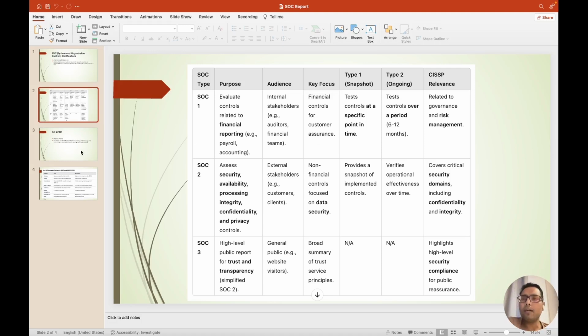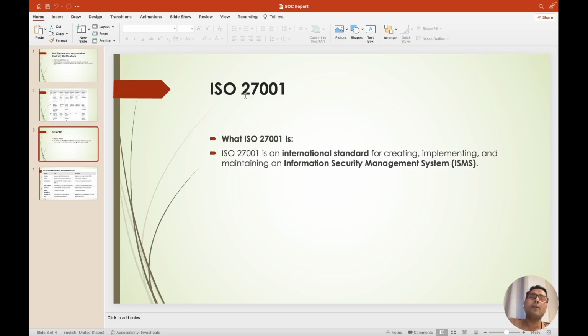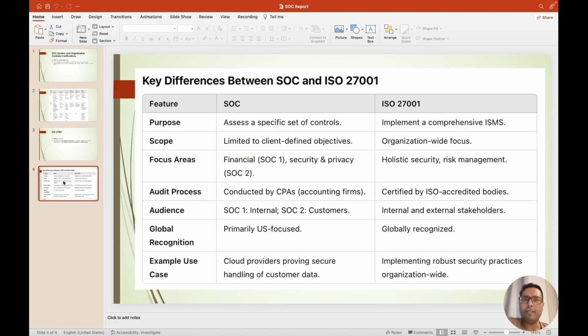Now come to the ISO 27001. What is the difference between ISO and SOC? So ISO is all about information security management. That means in a bigger sense, ISO has a bigger picture. ISO not only controls the financial aspect, it also controls everything that comes under information security management. It also points out the roles and responsibilities, it also focuses on risk management, and it also covers all the departments the company organization has in place.